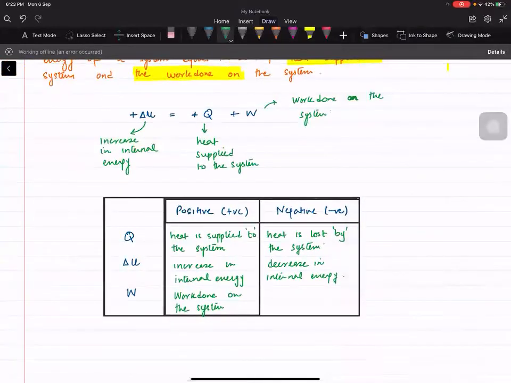And if work is done by the system, then you have to put a negative sign. Is it clear?